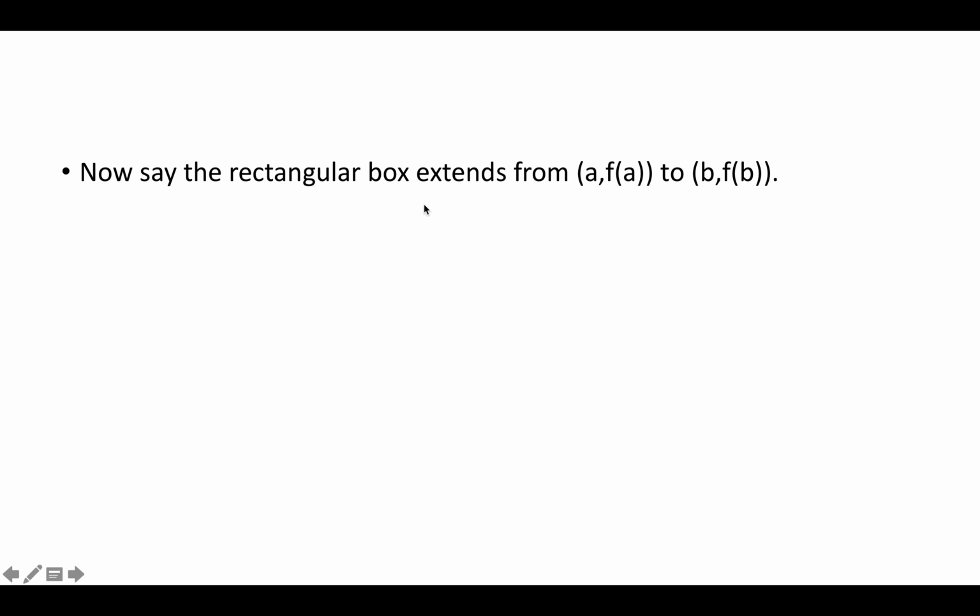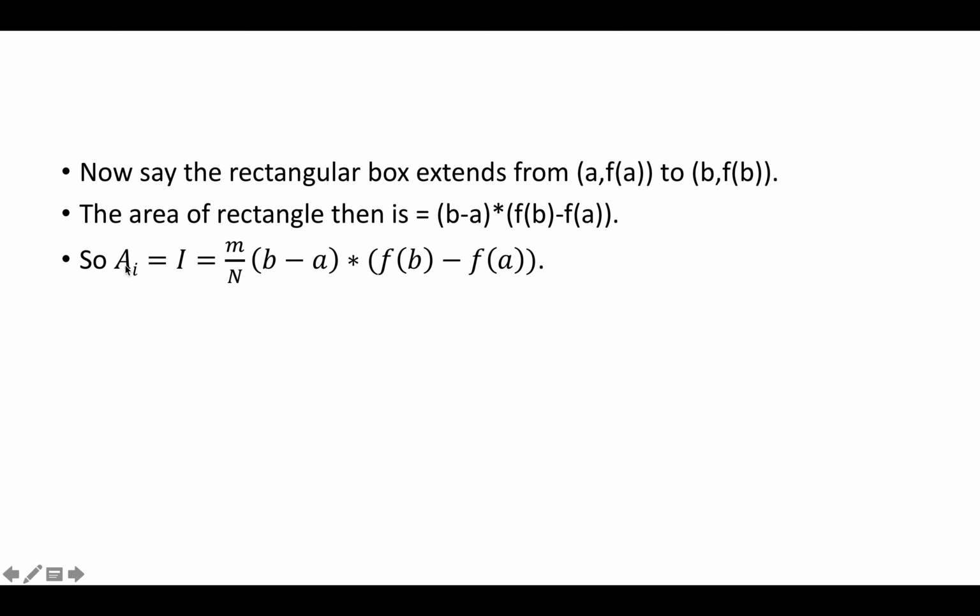Now say the rectangular box extends with x-axis limit from a to b and y-axis limit from f of a to f of b, which encloses the irregular shape. The area of the rectangle then is length into breadth. Length is b minus a, breadth is f of b minus f of a. So AI, the area of the irregular shape, is equivalent to the definite integral between the limits, equal to m by n into the area of the rectangle, (b minus a) into (f of b minus f of a).